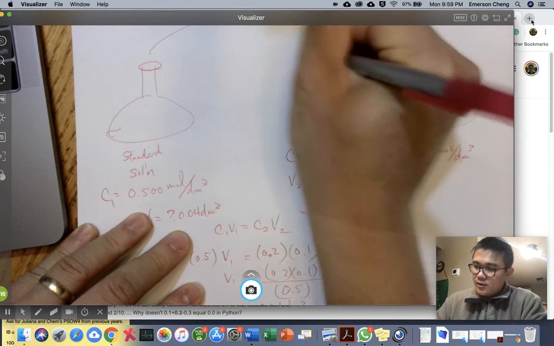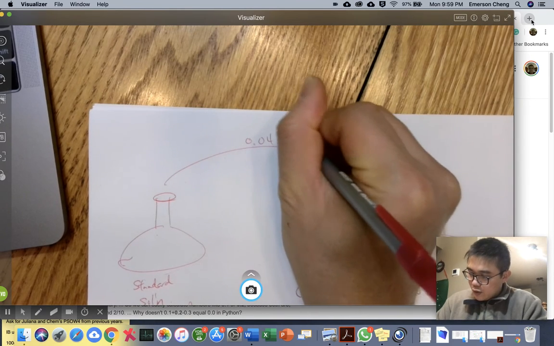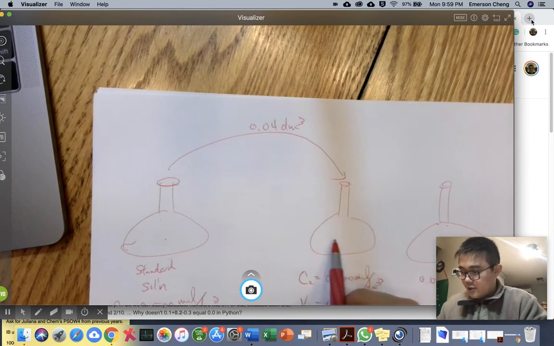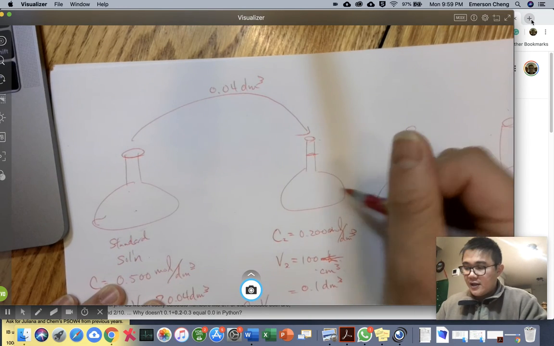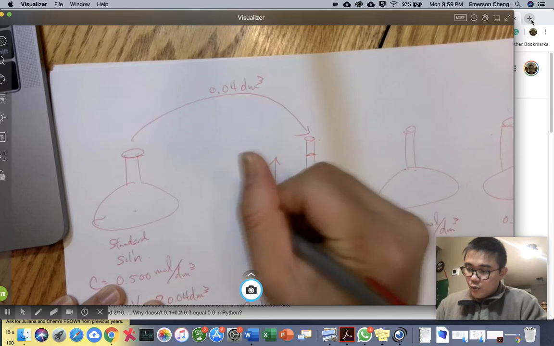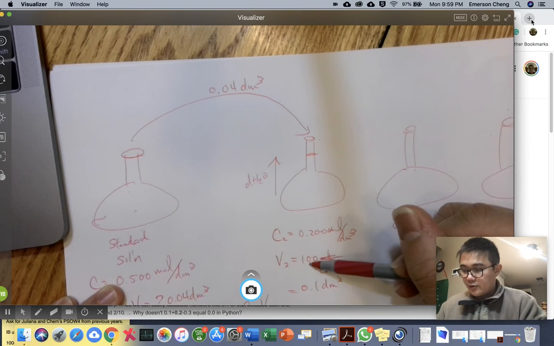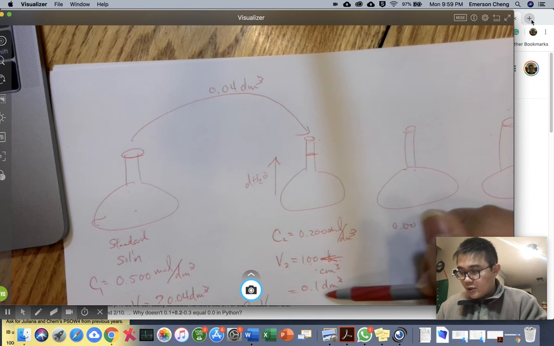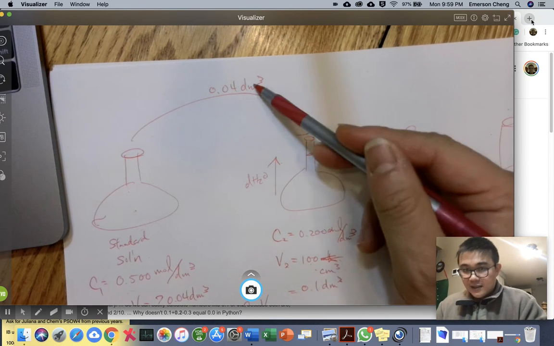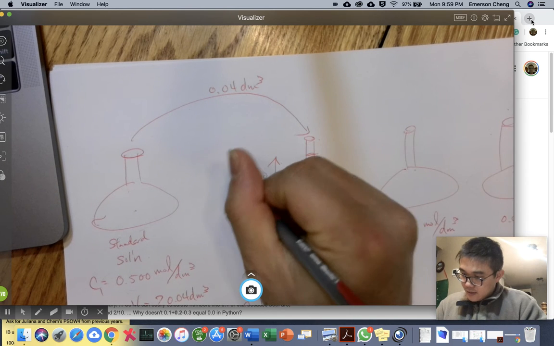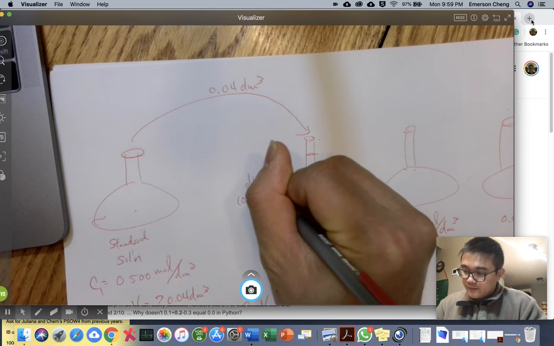So I use 0.04 decimeter cube of the stock solution in here, and then I fill out the rest with distilled water. So if the total is 0.1 decimeter cube, how much water will it be? It will be this minus this, which should be 0.06 decimeter cube of water. Okay.